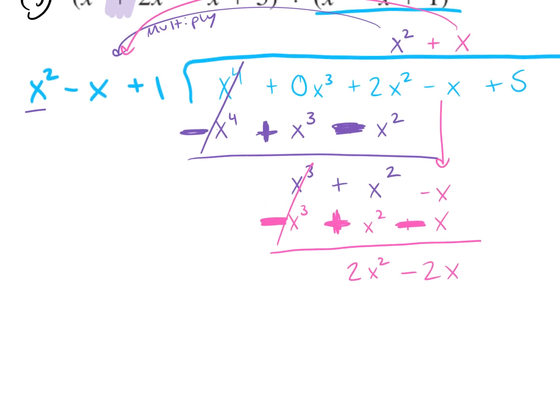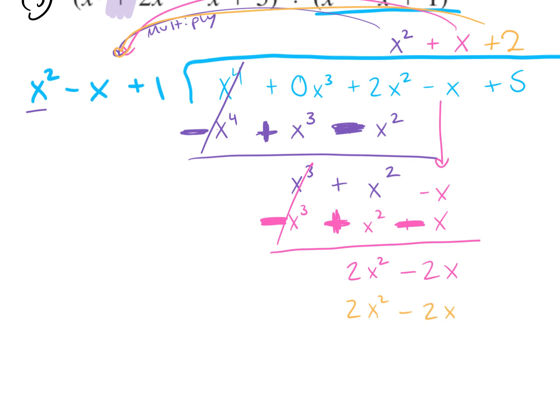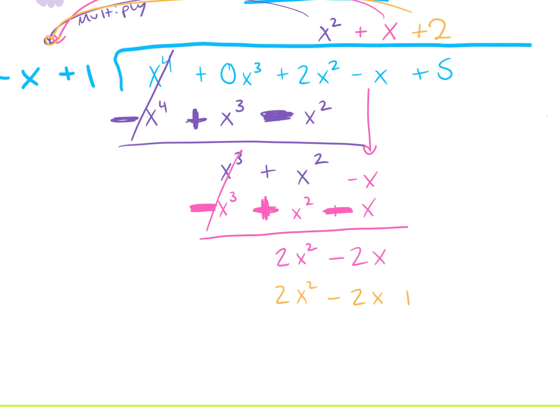What's next? Repeat. We divide. What is 2x squared divided by x squared? 2. So plus 2 on top. What's next? We multiply. We multiply times everything out front. So 2 times x squared is 2x squared. 2 times negative x, negative 2x, and 2 times 1 would be 2.